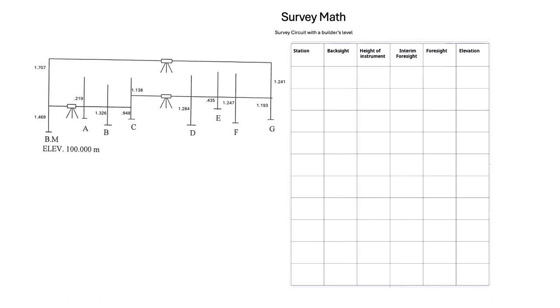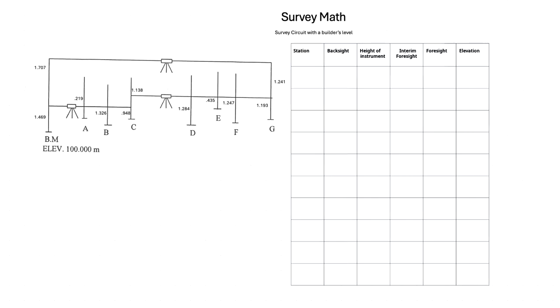Now, in the real world, you don't have to use a builder's level. You can also use a laser level and just your tape measure. There are lots of ways to do it, but the theory of how you're figuring out the different elevations is all the same. So let's have a look here.